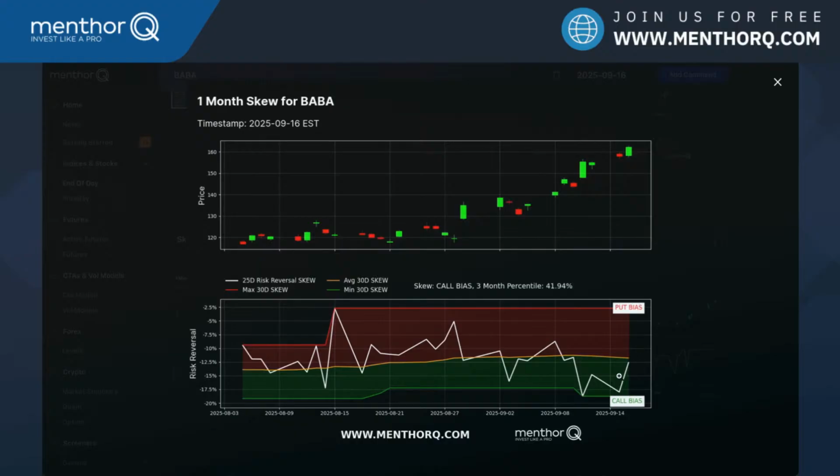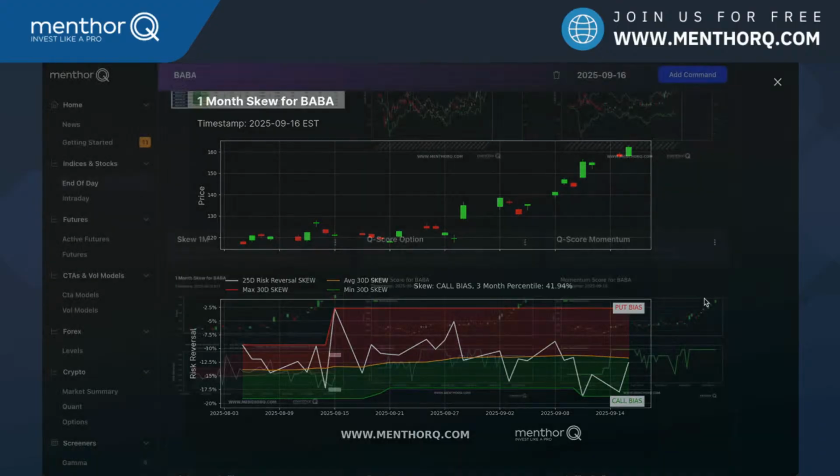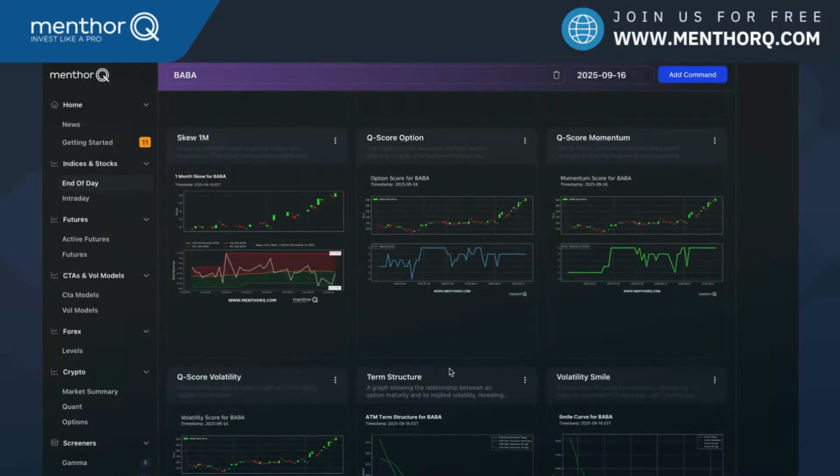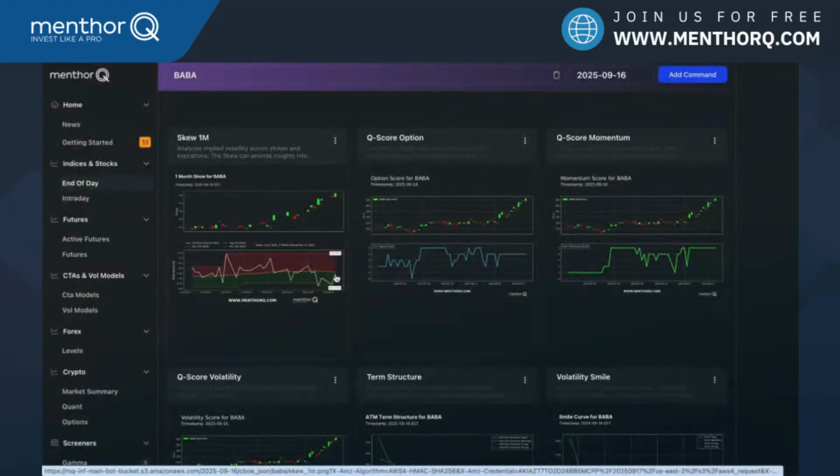That means that they're willing to pay higher premiums to potentially position themselves on out of the money calls. So they might believe that the stock could have a stronger move compared to if we were in a put bias. So the skew is very, very important. It can help you really understand how the option market is pricing an upside move or a downside move.